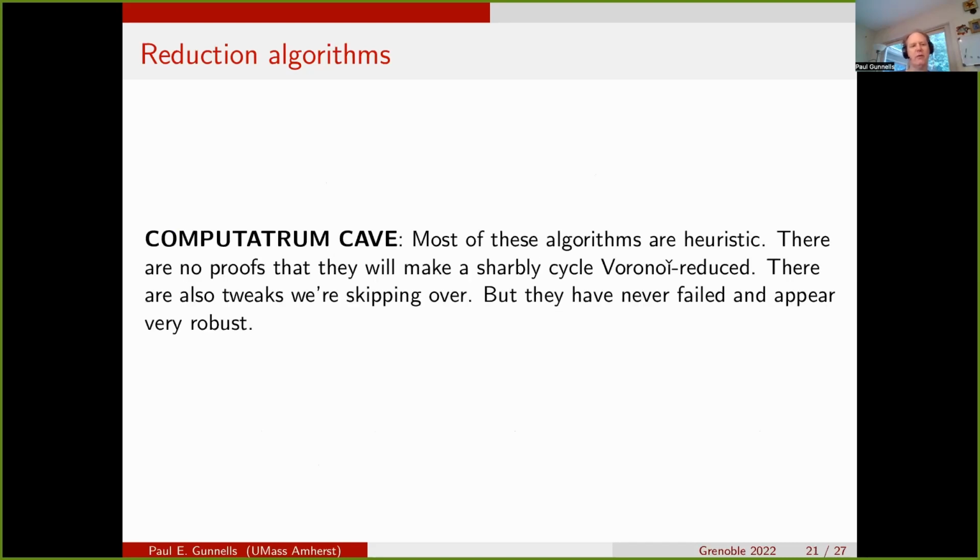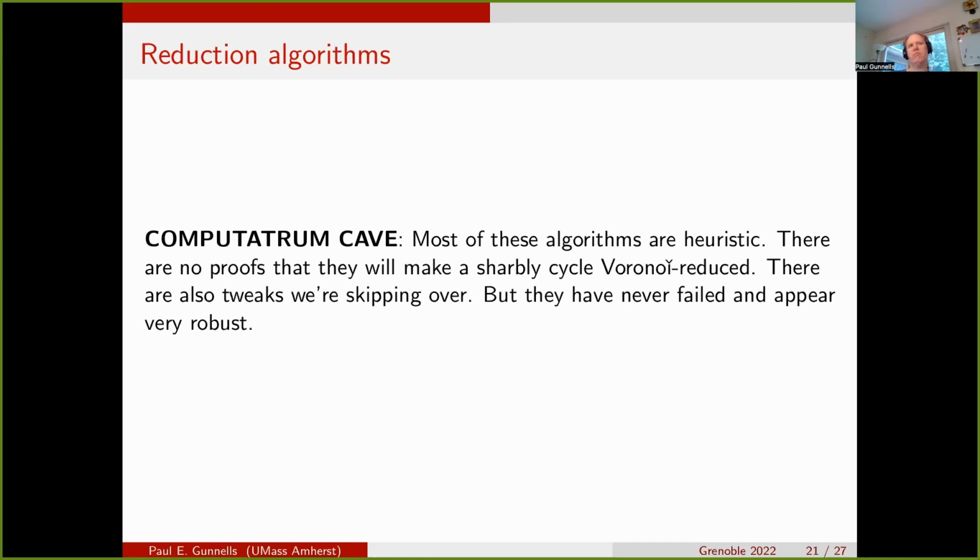But I do want to use this slide because I'm proud of this boldface thing. So I think Google Translate says this means let the computer beware. And that is that these are algorithms, and then we're going to tell you what to do, but they're heuristic. We don't know that they're actually going to work. There's no proofs for almost all of these that they will ever take a Sharpley cycle and make it Voronoi reduced. And there are also some tweaks here and there that we're omitting for time. They're in the literature, but we don't have time to go into them. But these algorithms have never failed for any example, and they appear to be very robust.